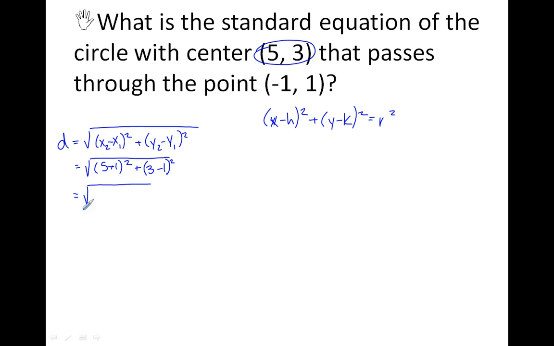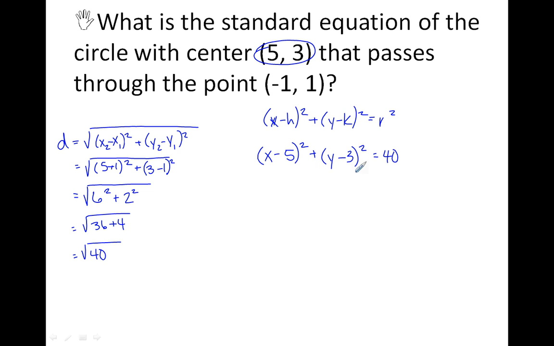Okay, 5 plus 1 is 6, so we have 6 squared. 3 minus 1 is 2, so we have 2 squared. So we have the square root of 36 plus 4. 36 plus 4 is 40, and remember, we don't have to go any further than that. So now we're going to go back over here and plug in our numbers. So we have a center at 5 and 3. And then our radius squared, the radius is a square root of 40, so when we square it, we get 40. So we have x minus 5 quantity squared plus y minus 3 quantity squared equals 40.